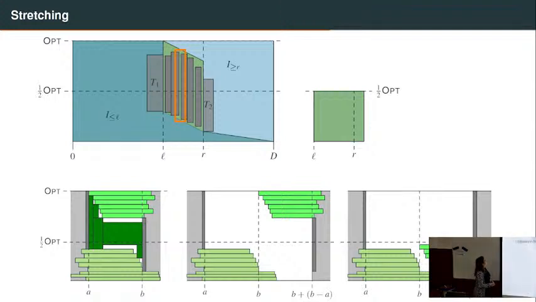Yes. And the second is squeezing. This has been used by one of the two papers.